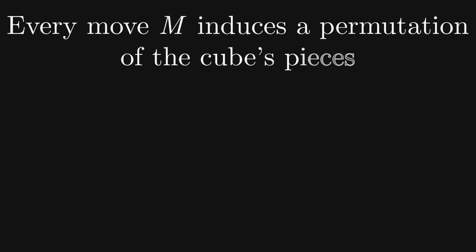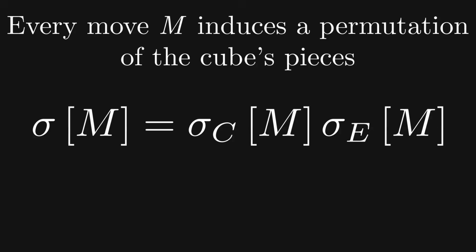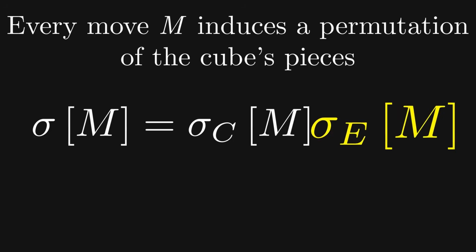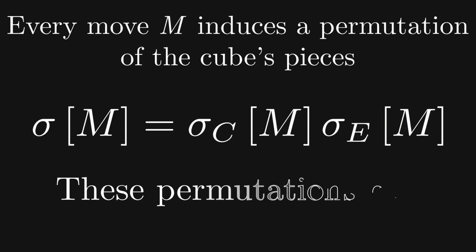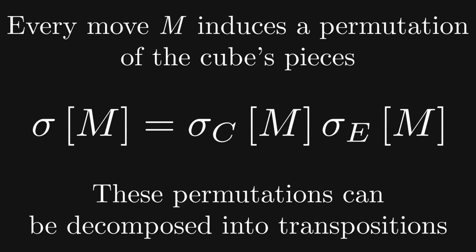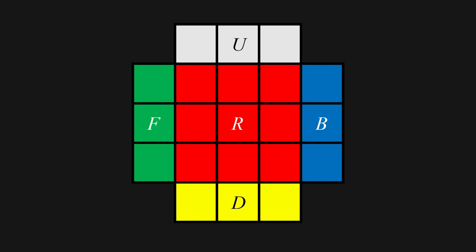We must first agree that any move, say m, induces a permutation of the cube's pieces, which we'll denote by sigma brackets m. Since corners and edges are not mapped onto each other, it stands to reason that we may write sigma brackets m as a disjoint product of the corner permutations and edge permutations, respectively denoted sigma sub c brackets m and sigma sub e brackets m. These permutations can of course be decomposed into cycles and by extension transpositions.